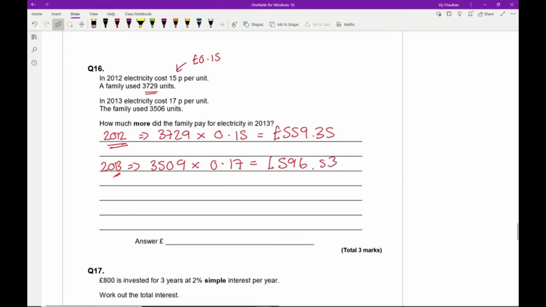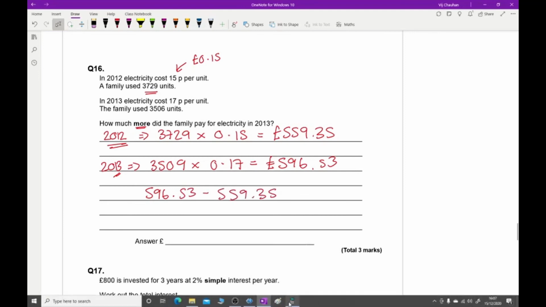0.53. Now the question's not asked me to work it out. It says how much more have I paid, or have the family paid. So I need to do 596.53 minus 559.35, and again get the calculator out again.